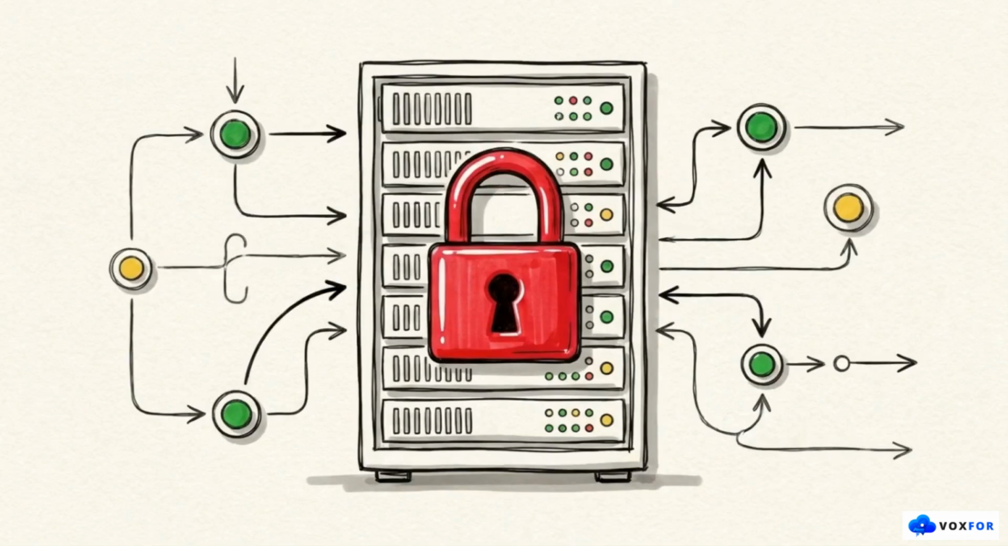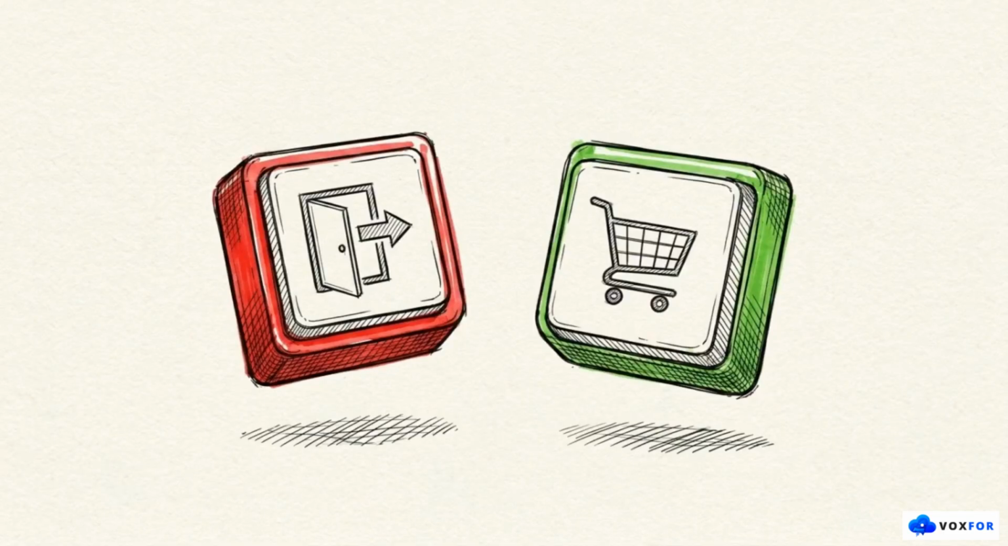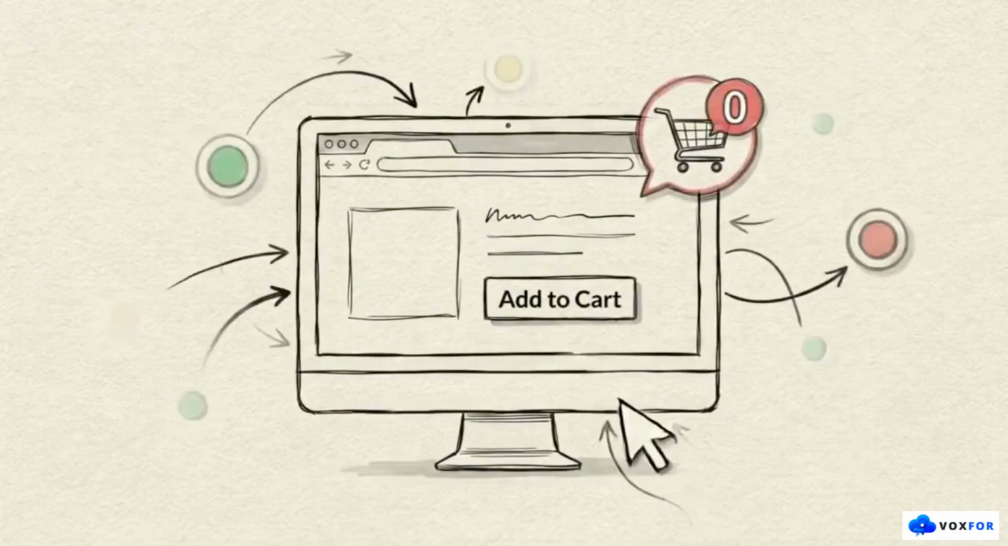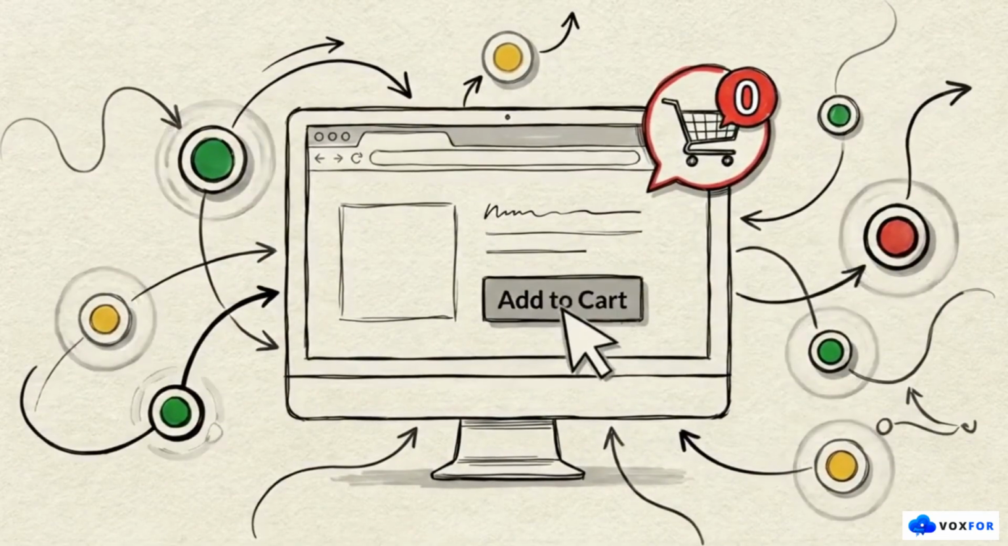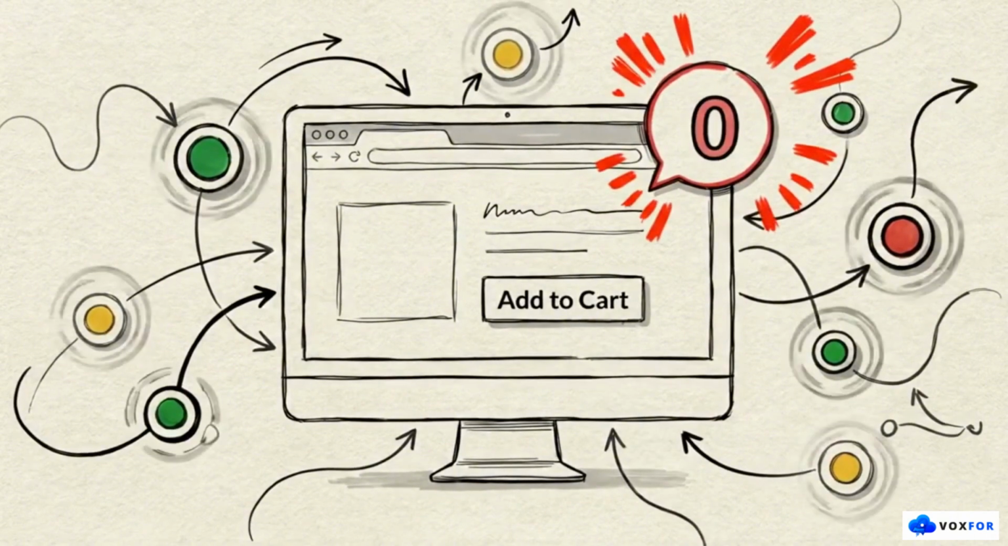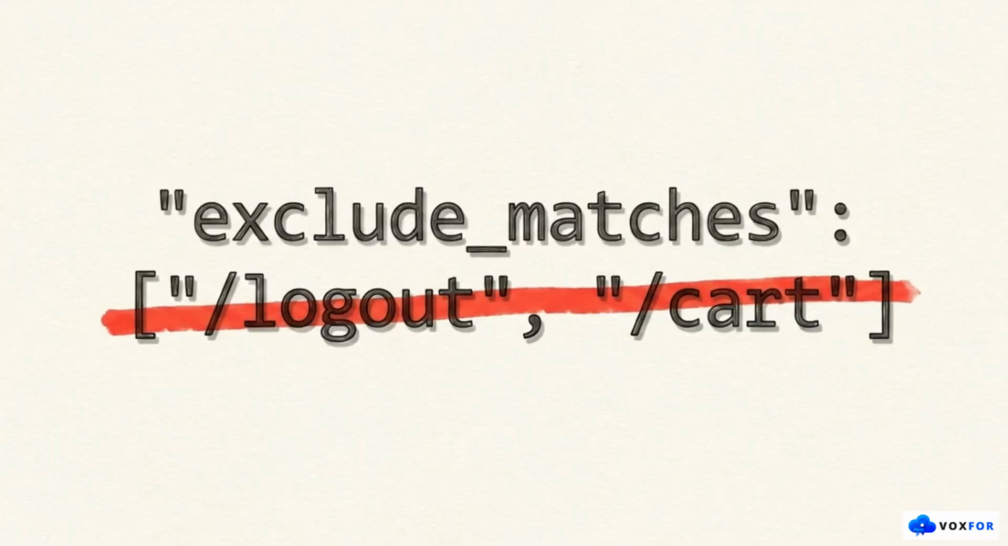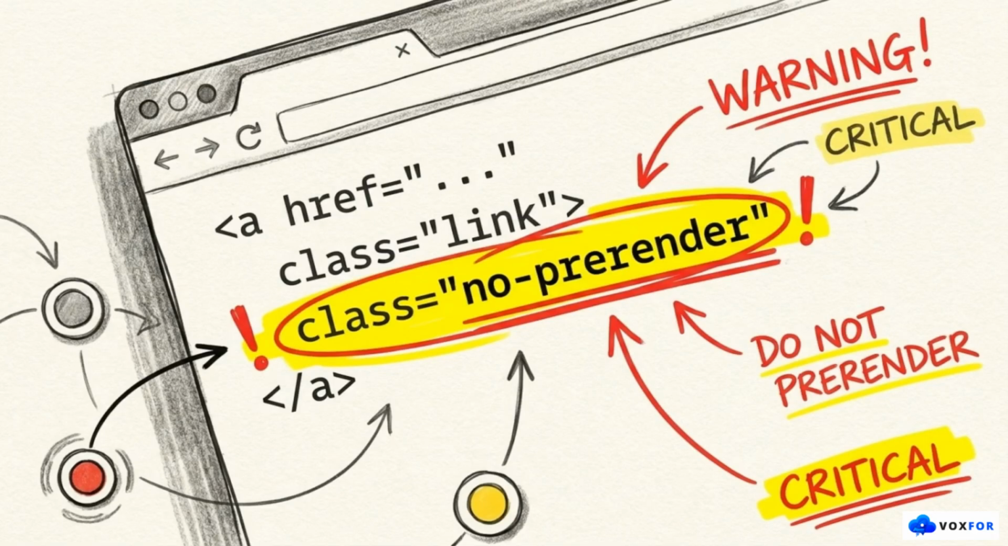Before deploying this, you have to protect your server from executing stateful URLs. These are links that trigger a permanent action, like logging out or buying a product. If a browser pre-renders an add to cart link, it executes the command the moment the mouse hovers, without waiting for a click. To prevent this, write explicit exclusion rules directly into your JSON configuration, telling the browser to ignore those specific URLs entirely. Alternatively, apply defense at the element level. Adding the No Pre-Render CSS class to an anchor tag explicitly blocks the API from touching that specific link.